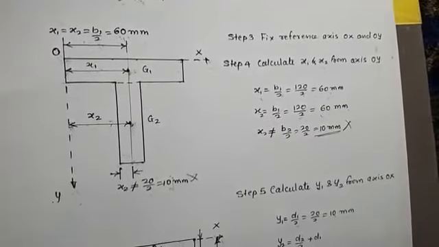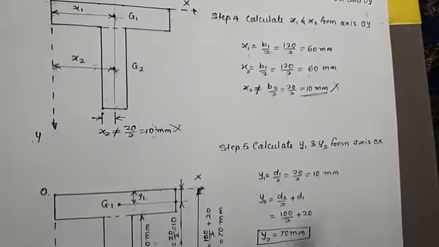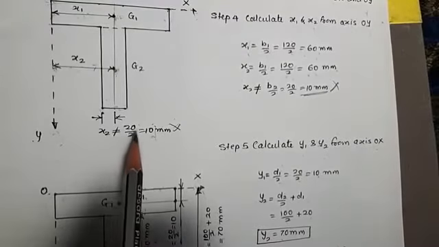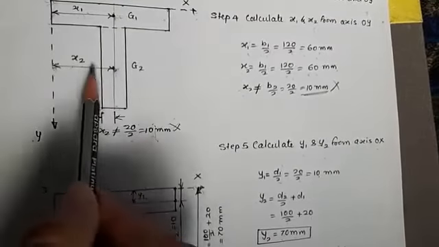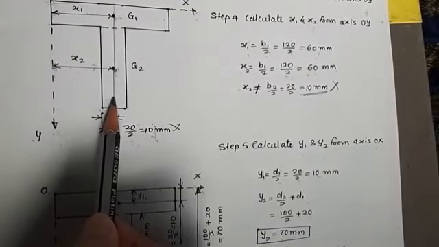Here what is very important for us to note is that x2 is not equal to B2 by 2, that is 10 mm. This distance from here to here is not x2.